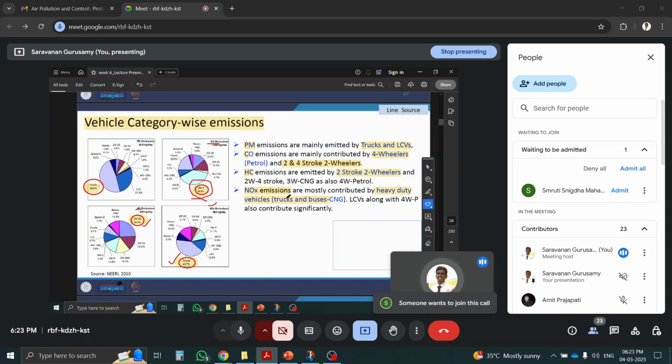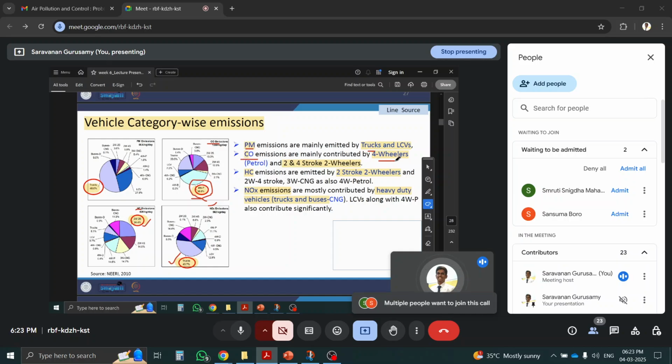So trucks are the one which is emitting a lot of pollution. So PM, if you see, trucks; carbon monoxide, four wheelers; hydrocarbon from two wheelers; and NOx from heavy duty vehicles, HDV. So if you observe a pollution which is higher, then you can stop that type of vehicles in that season. So mostly the vehicular emission contributes to the major part of Delhi's air pollution.